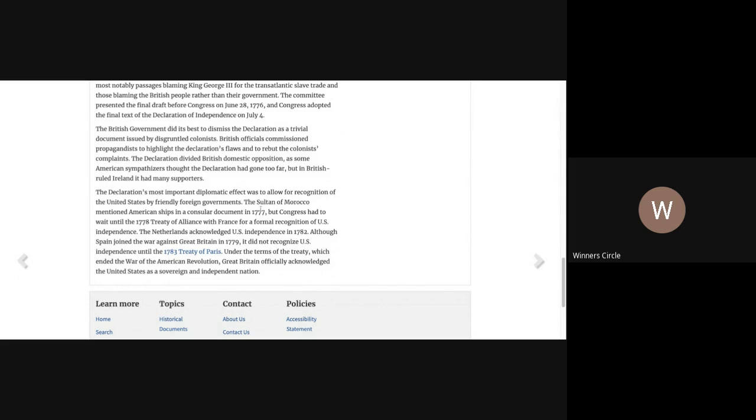The Sultan of Morocco mentioned American ships in its consular document in 1777. Go read it. The Congress had to wait until the Treaty of 1778, the Treaty of Alliance with France, for the formal recognition of the United States' independence. Who said that? Me. Why? Because I know history. When it comes to law and history, that's my stuff. I don't know everything, but I know a decent amount.